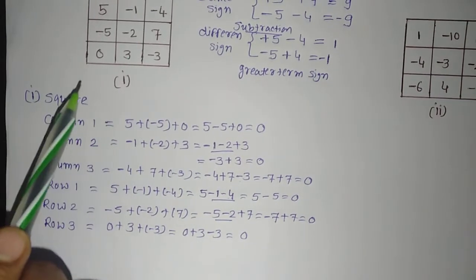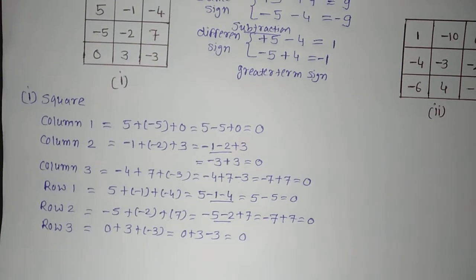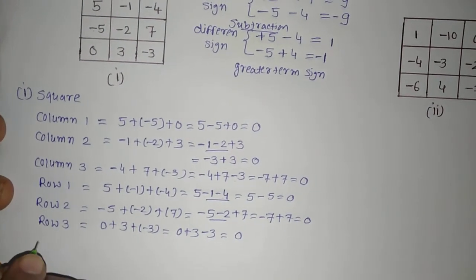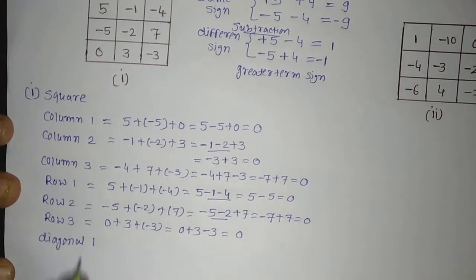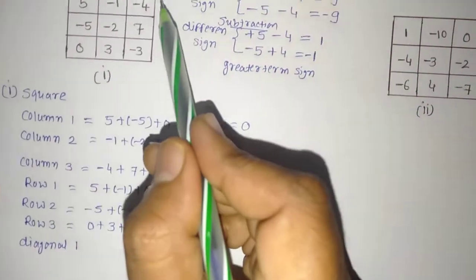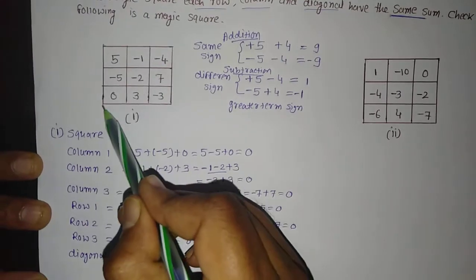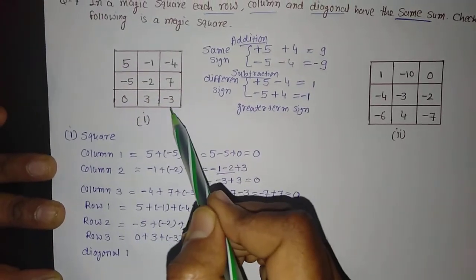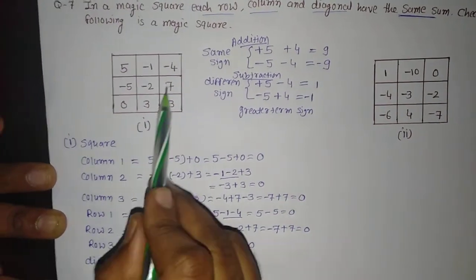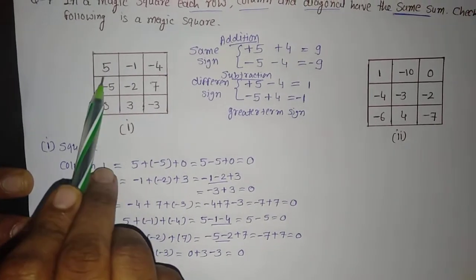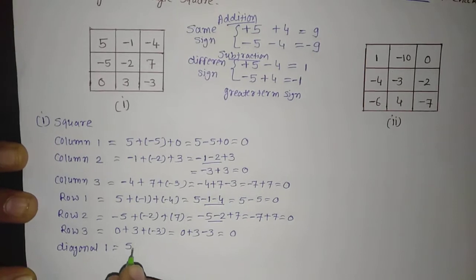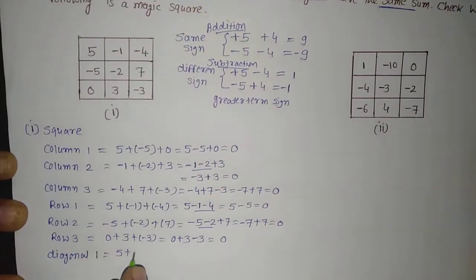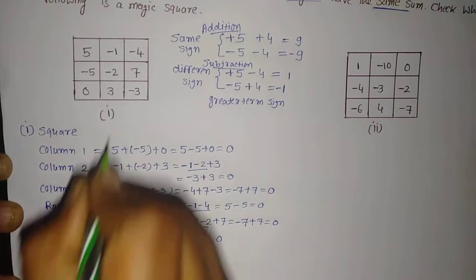We have to check the diagonals also should have the same total. So diagonal 1. What do you mean by diagonal? Diagonal means this one. You know, in a square this and this are considered to be diagonals. So that we will do. Here first diagonal will take this one, 5 minus 2 and minus 3. We'll do the total. 5 plus minus 2 plus minus 3.